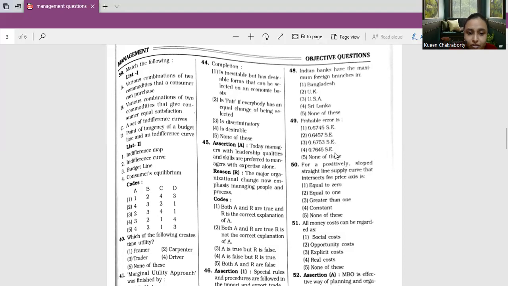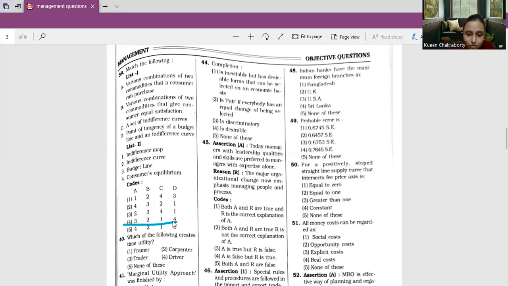And in the words of Watson, when the consumer is in equilibrium, the highest attainable indifference curve is tangent to a budget line. So accordingly, I can say option number 4 is the correct one. That is A tallies with 3, B tallies with 2, C with 1, and D with 4. I think this was quite a complex one to solve, but going through the details, it is not that complex, and it is answerable.